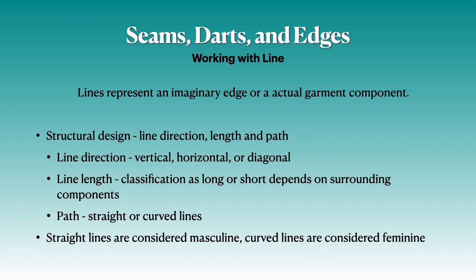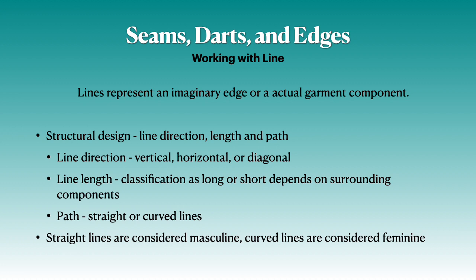Seams, darts, and edges, working with line. So as a reminder, line represents an imaginary edge or an actual garment component. Since fabric is two-dimensional, it must be shaped by seams and darts into a soft sculpture that relates to the human body.